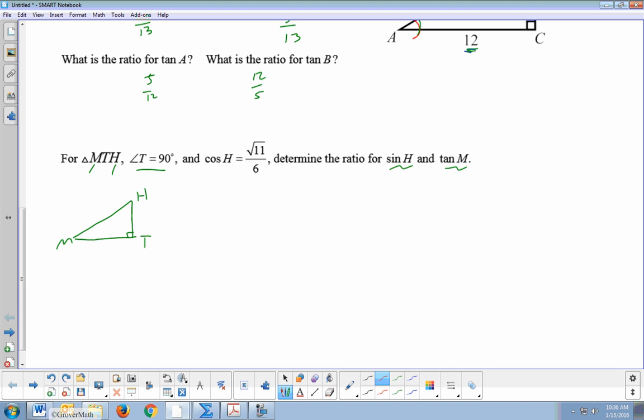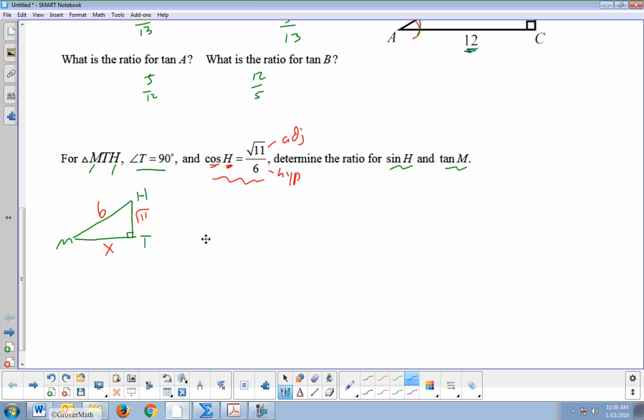Then when they tell me cosine H is rad 11 over 6, we have to remember what cosine is. Cosine is adjacent over hypotenuse. So that means they're telling me the hypotenuse is 6, and what's adjacent H is rad 11. Well, this is opposite H, so this is adjacent H, so that's rad 11. And I have 2 out of 3 sides. Now sine H is going to need this missing side, and tangent M is going to need this missing side, so we have to find that missing side.